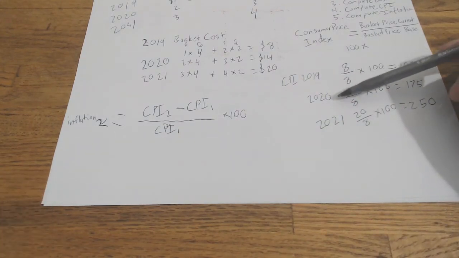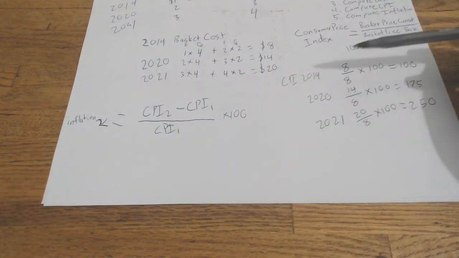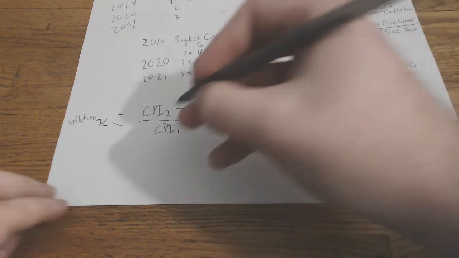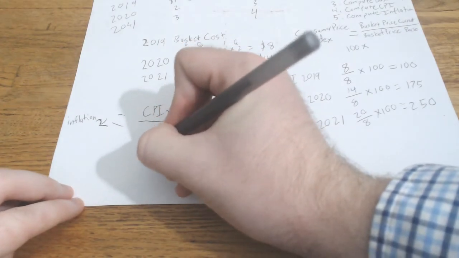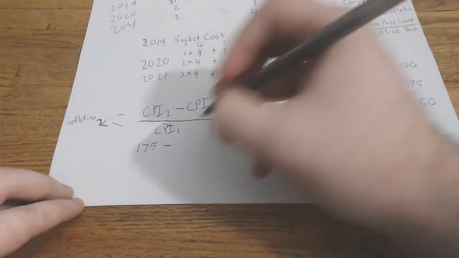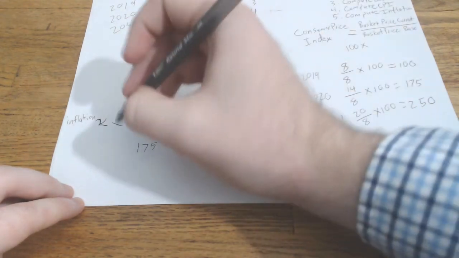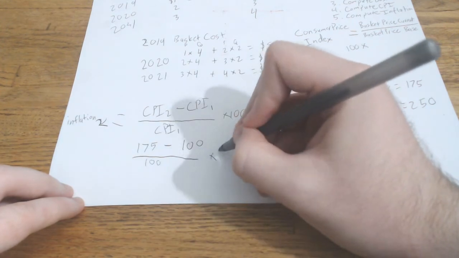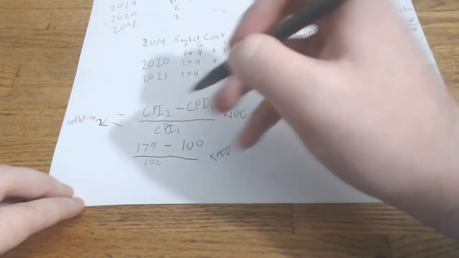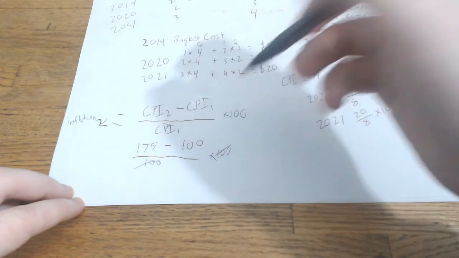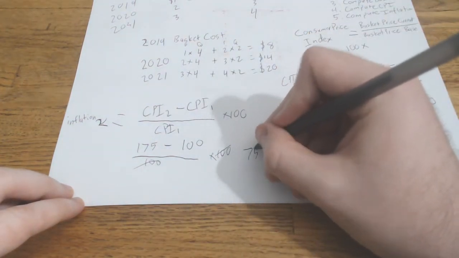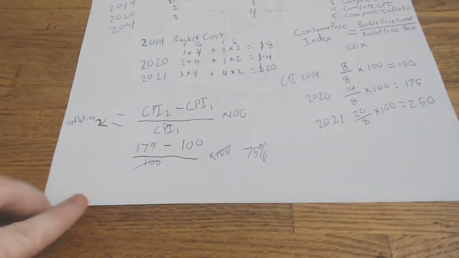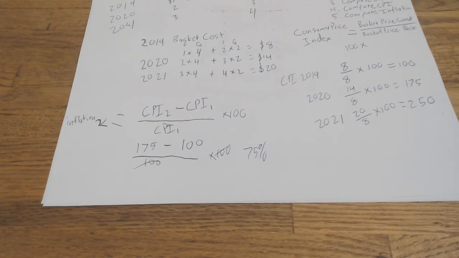So we'll use 2020 as CPI 2, 2019 as CPI 1. CPI 2 is going to be 175 minus 100 divided by 100 times 100. So we can cross these out. This is going to be 175 minus 100. It's going to be 75%. So in the first year, we saw inflation at a 75% increase, or prices rose 75%.